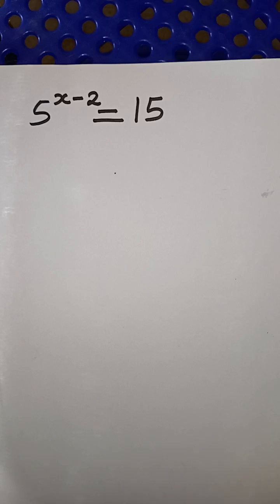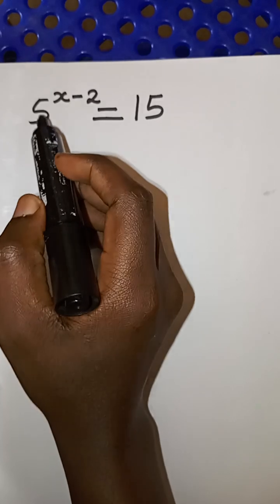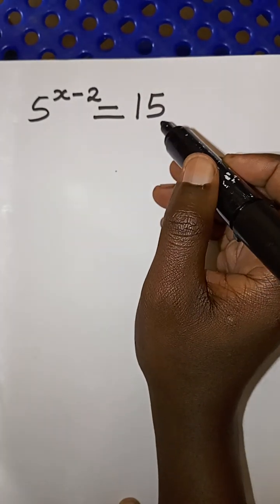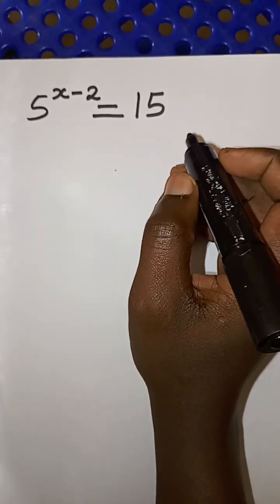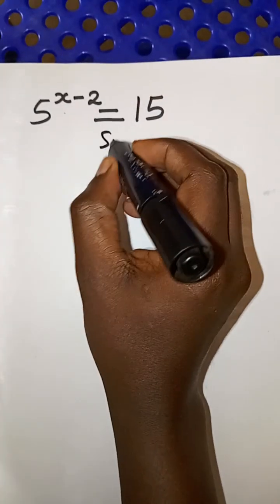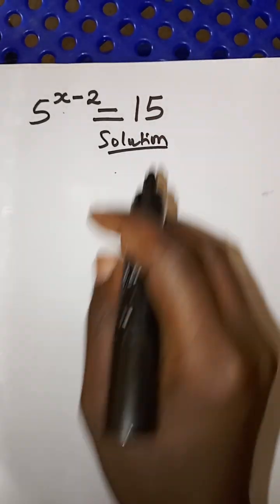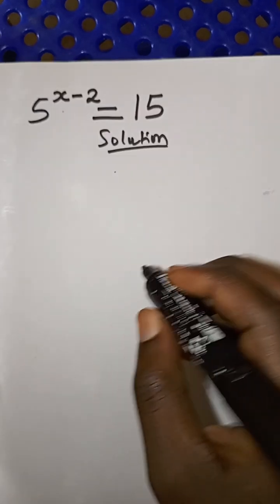Welcome to another video. Now we are told to find the value of x given that 5 raised to x minus 2 should be equal to 15. So I'm going to take you through step by step up to the final solution where we're going to find the value of x and if possible verify it. So stay tuned, watch up to the end.